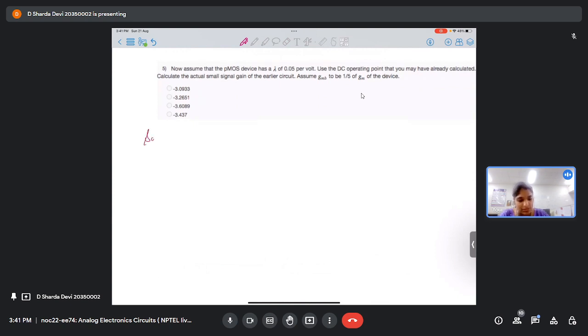So here in this question, it says that PMOS has a lambda of 0.05 per volt. GMB is 1 by 5 times of GM. So I would like to ask, how many of you know what is GMB? Do you know? It's the body effect. Yeah, it comes because of body effect. So do you know how we calculate this, and what is this majorly, how we evaluate this GMB?